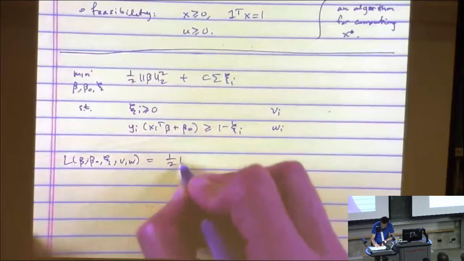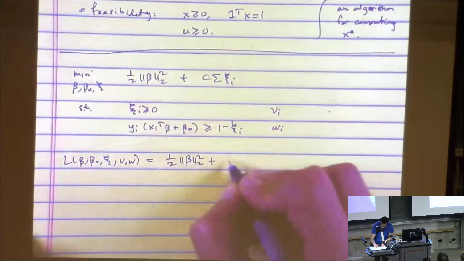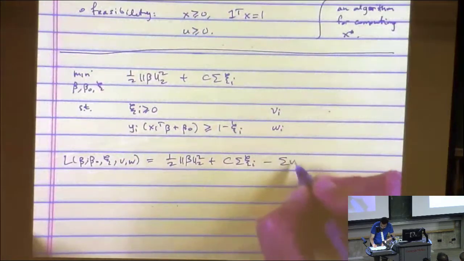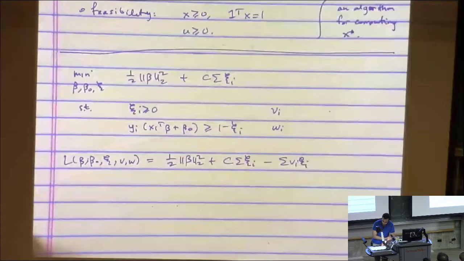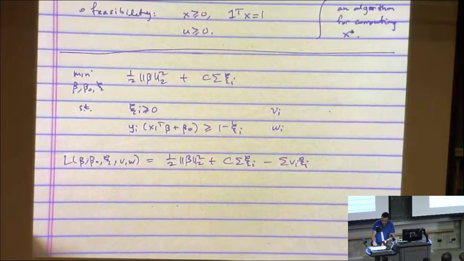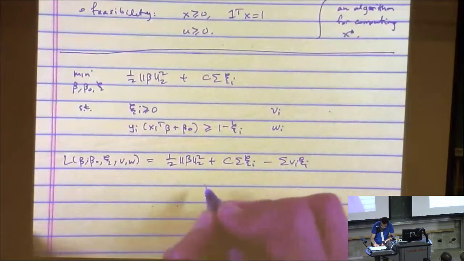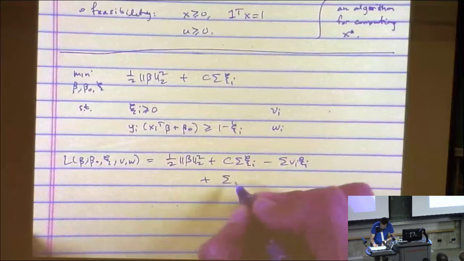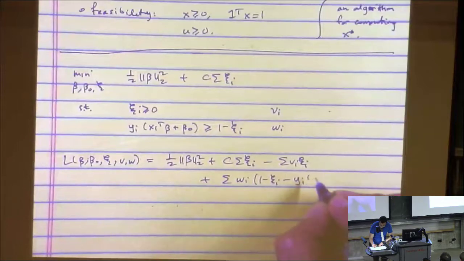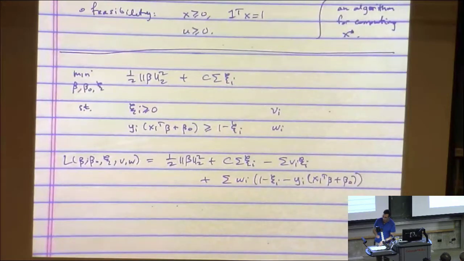And it's given by, okay, taking the criterion, subtracting off the sum of v_i psi_i, right? Because I have these being bigger than or equal to 0, I'll write that as minus these being smaller than or equal to 0 multiplied by the dual variables added up, and plus the sum of w_i's times the function that I have less than or equal to 0, and that function is 1 minus psi_i minus y_i times x_i transpose beta plus beta naught. So that's my Lagrangian.